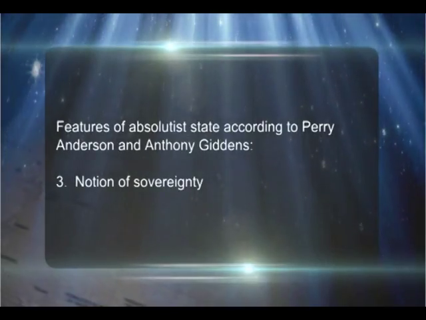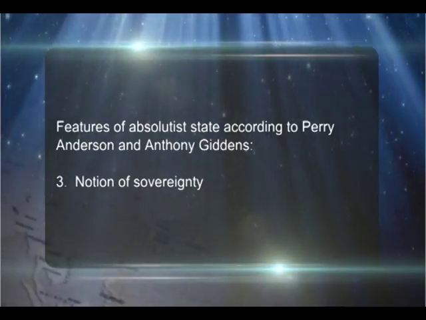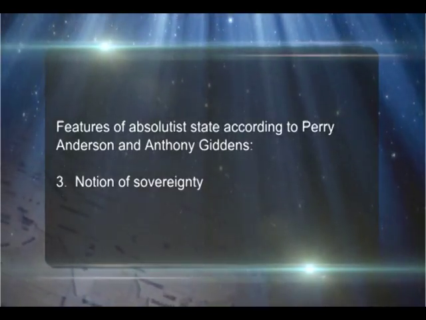And the third most important feature of the absolute state was the notion of sovereignty. The idea of sovereignty was theorized by Bodin and Hobbes. But sovereignty in its concrete form, its concrete manifestation, actually became a contribution of the absolute state. Now, this sovereign power was manifest or expressed, broadly speaking, in two forms: one inward, the other outward.